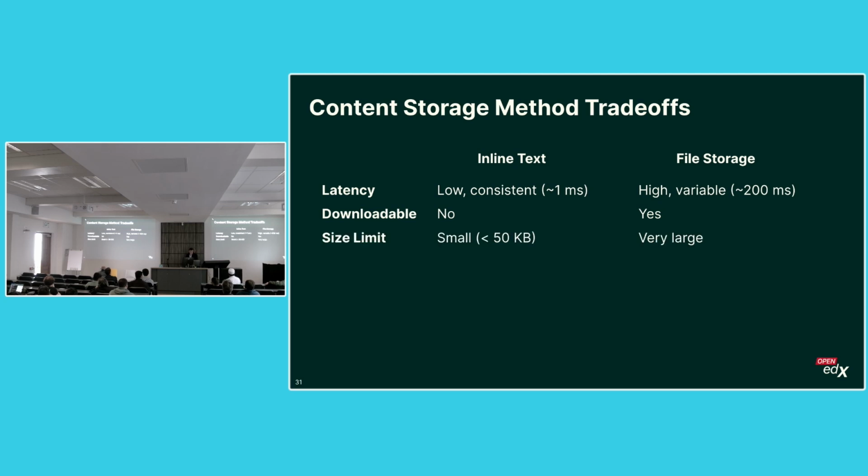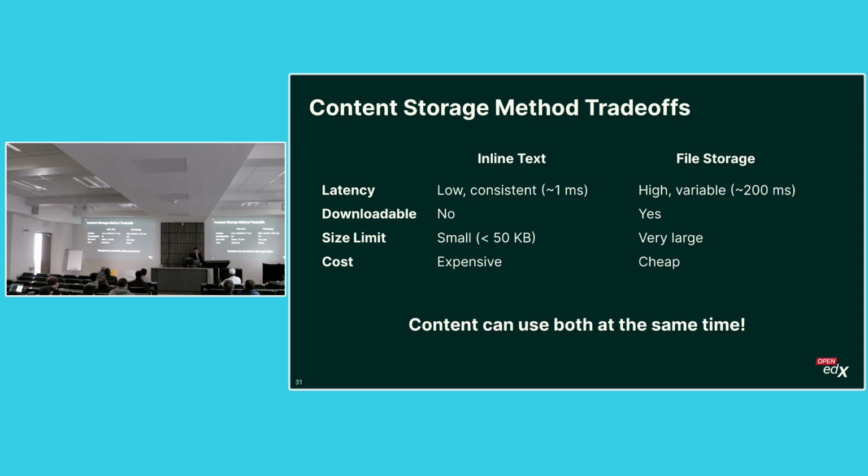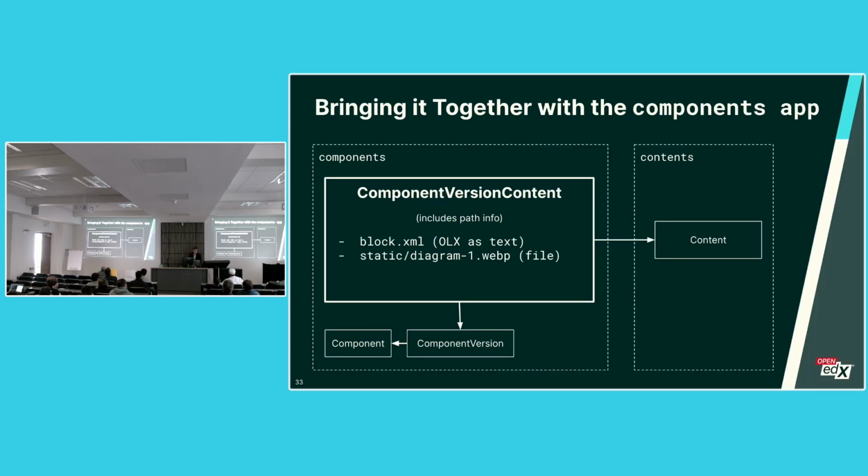Inline text is only for small things. File storage is obviously very large. Think files and uploads. And relatively speaking, anytime you store stuff directly in the database, it's more expensive than storing on the file server. And it's also possible to use both at the same time. Although I'm not clear that there are use cases for this, the data model supports it.